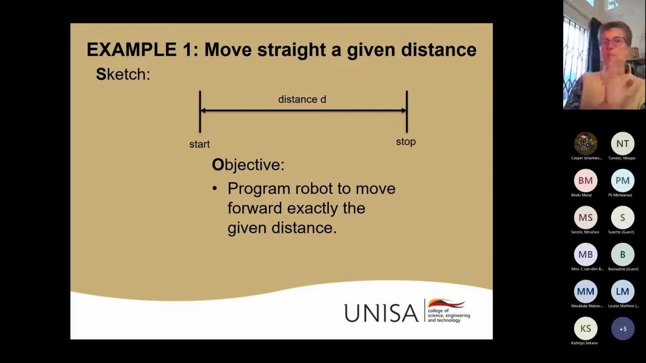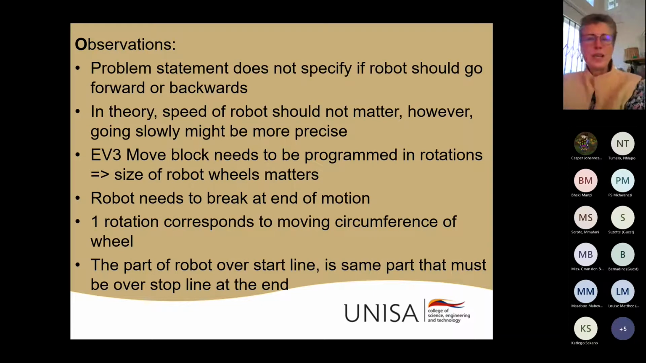But just look, that is all we have to do. So how do we do that? Well, let's observe. It didn't say if the robot has to move forwards or backwards. In theory, the speed of a robot should not matter. Maybe slowly is a bit more precise.